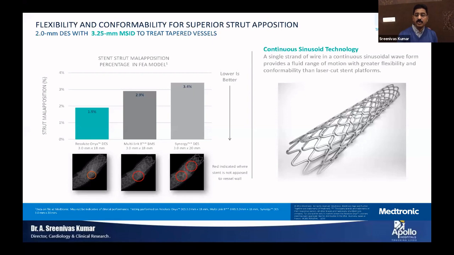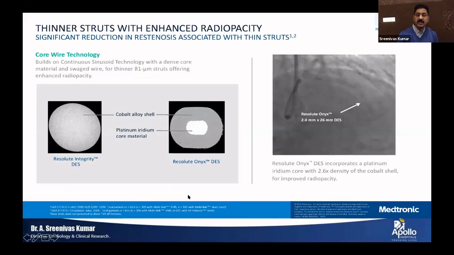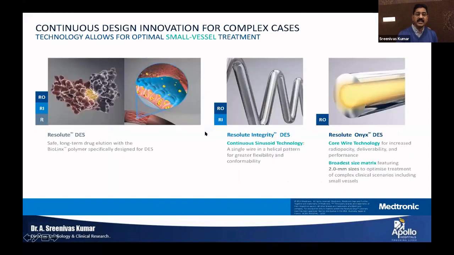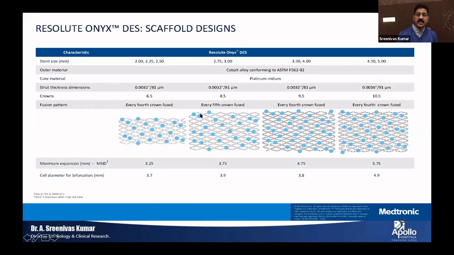Then the advantage, the beauty of this platform is that apart from the cobalt alloy metal, initially they have a platinum iridium core material inside. That's how they became more radio opaque. And then probably the same polymer was used, the Biolinx polymer, which was more user friendly. Then the design was such that the wire patterns were again united, and every fourth crown was fused, every fifth crown is fused. Basically, not going into all the details, it's a fusion pattern of this wire material with an outer core and inside iridium. That's how the radial strength was maintained and the strut thickness became thin.